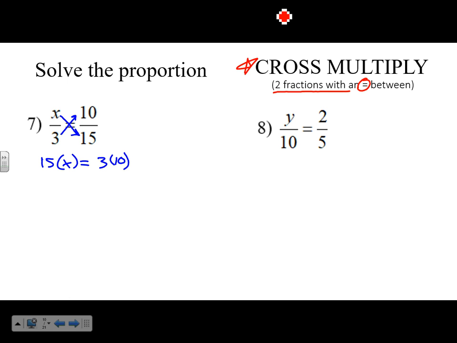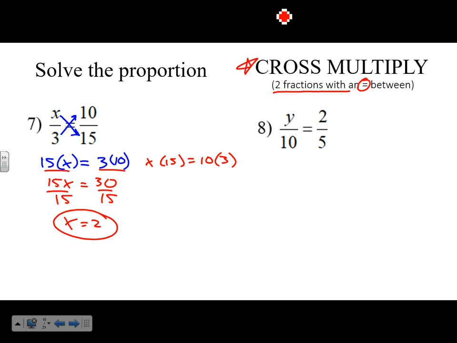15 times x is 15x is equal to 3 times 10 is 30. Divide both sides by 15. We get x is equal to 2. Now again, it doesn't matter what order you put the 15 and the x or the 3 and the 10. You could have switched those and put x times 15, 10 times 3. But also it doesn't matter what order you put the whole thing. If you switch these completely, you'd still get the same exact answer. Switch these completely, that's completely fine.